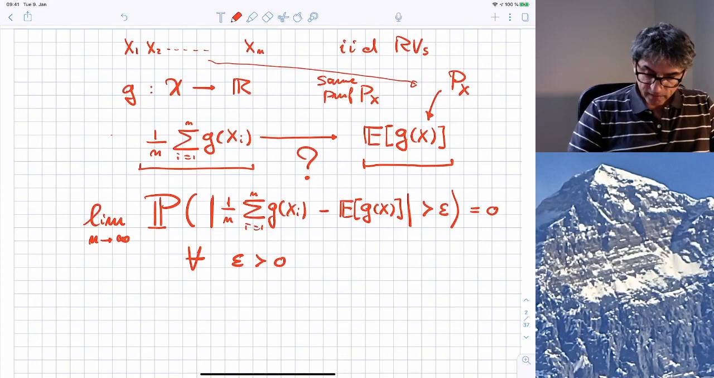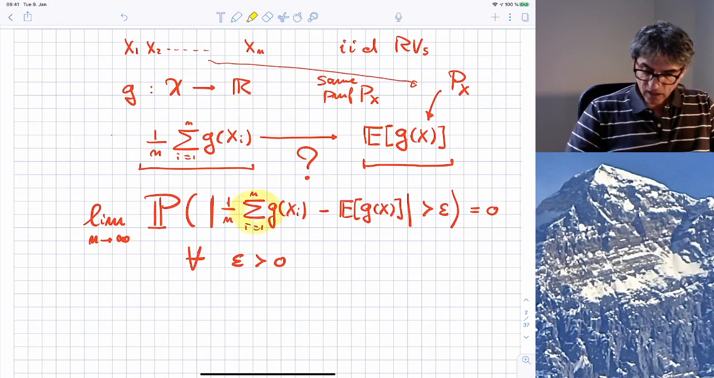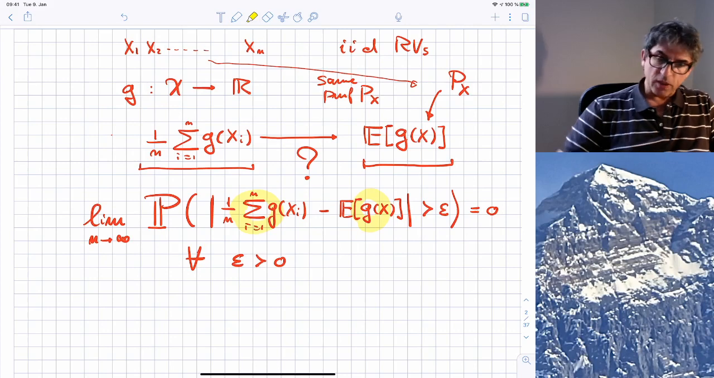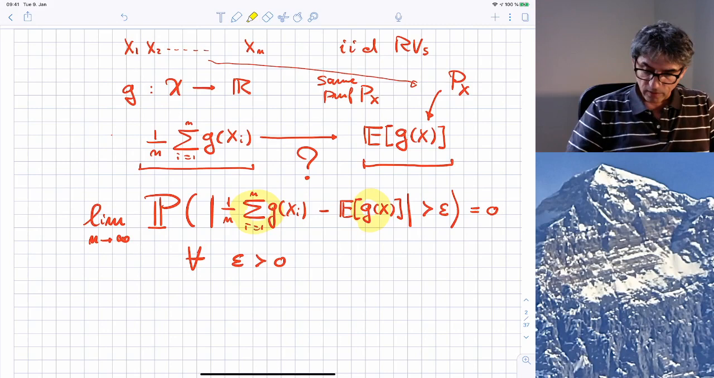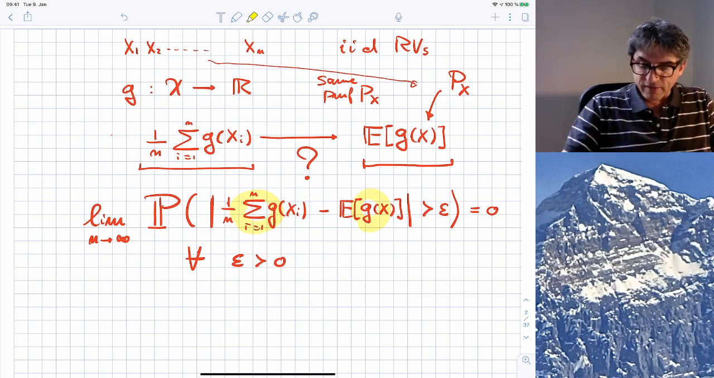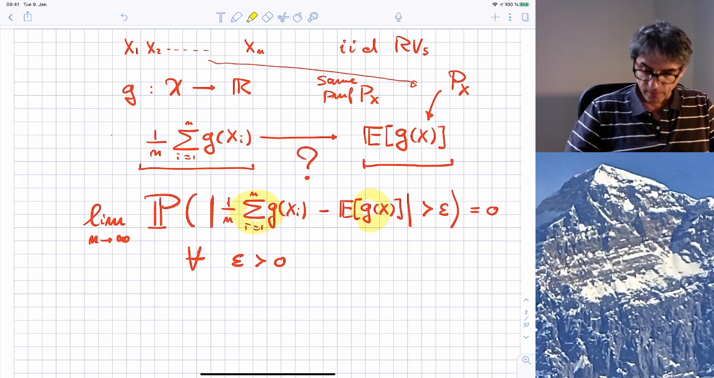This is the probability that this random variable, this empirical mean that we have defined, is away from this deterministic value by more than epsilon, either on the plus side or on the minus side, because it is in absolute value. So if the deviation is more than epsilon, this is an event and it has a probability. When n goes to infinity, this probability tends to 0, so the limit is 0. This means convergence in probability.